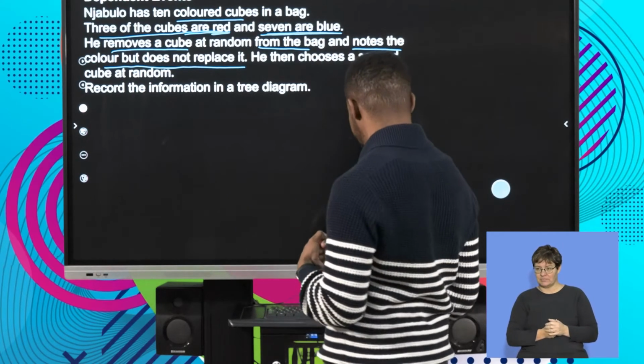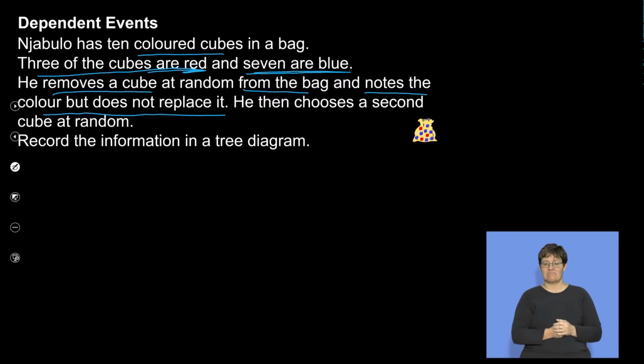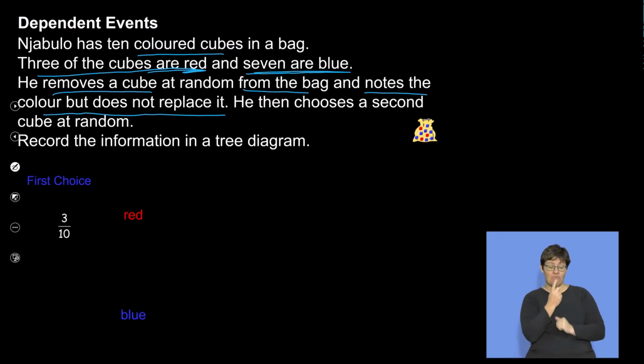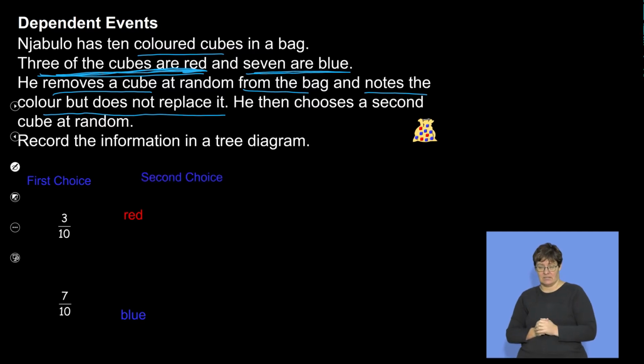Okay, let's see. So let's record the information in a tree diagram. So first choice, we have red and blue. So the probability of red occurring is 3 out of 10. Why? We have 3 red. So it'll be 3 out of 10. And what about the probability of blue? It'll be, are we together? 7 out of 10.